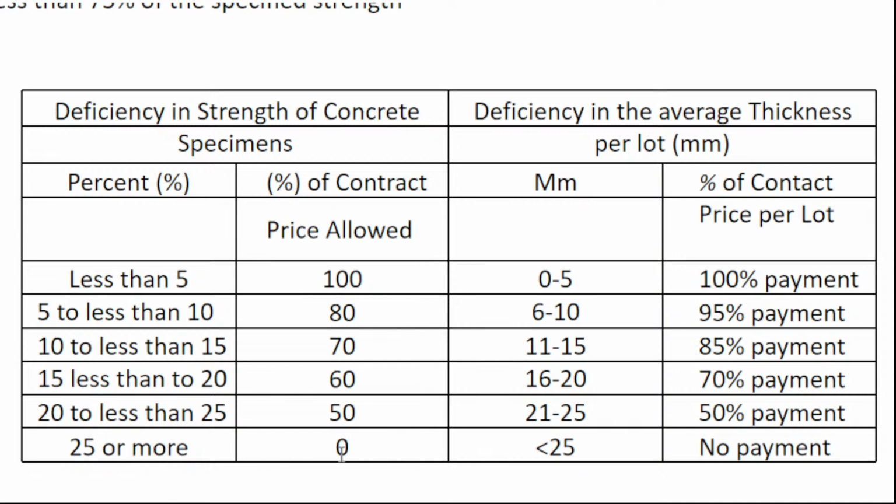Okay, if 25 or more, so price allowed. Rather, this is 100% payment, this is zero payment out of the contract. So if you have a deficiency of 5 to 10%, 80% of contract price. So 10% to 15% deficiency in terms of strength, 70%. Important here is 5 to 10. So less than 5%, you have the full price. What about deficiency in thickness? 0 to 5 mm, 100%. 5 mm is the threshold. 5% and 5 mm, threshold.